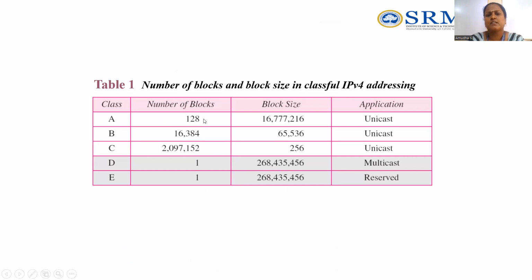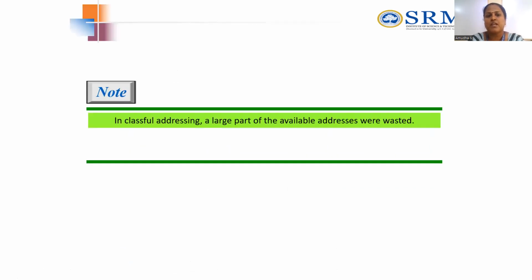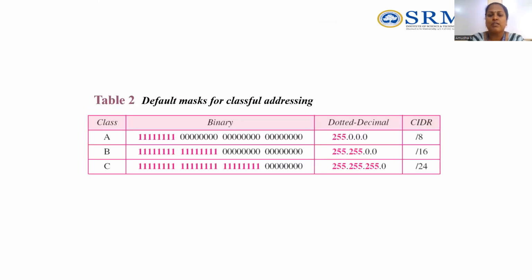In communication, we can do data transmission for unicast and multicast purposes. Class A, B, and C are used for unicast data transmission, whereas class D is used for multicast data transmission, and class E is used for future reserved purposes. In classful addressing, a large part of the available addresses is wasted. So to overcome that, the subnetting concept came. Each and every class has a different subnet mask.